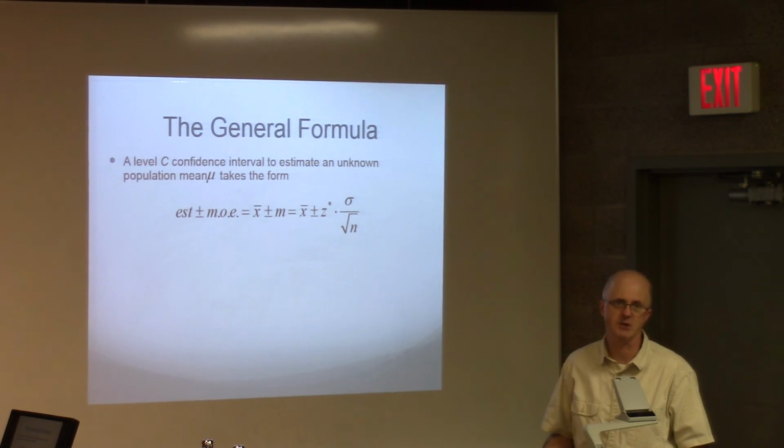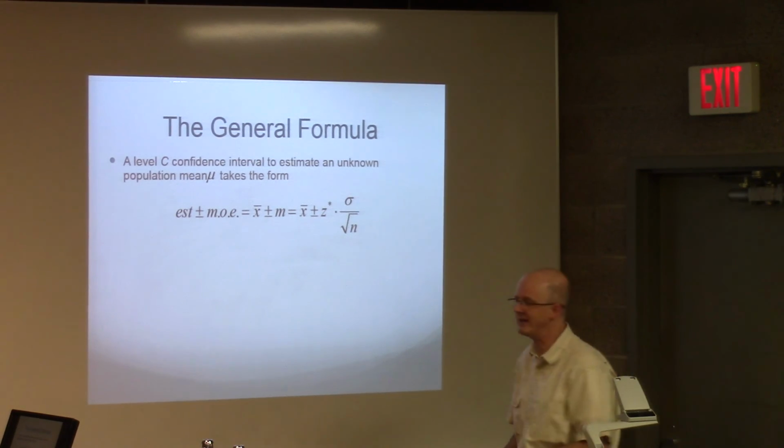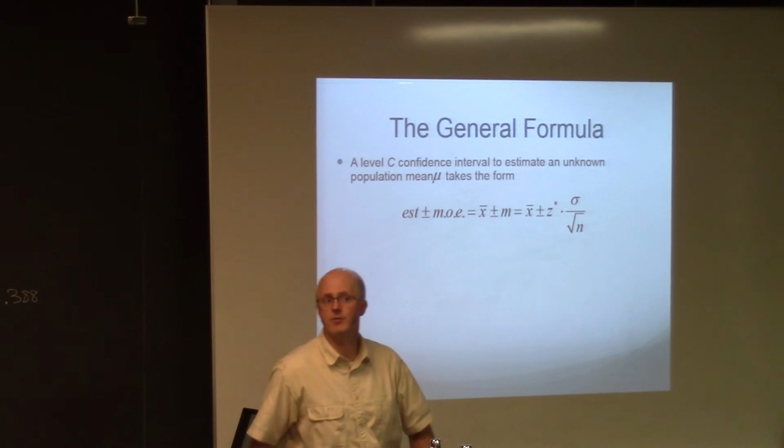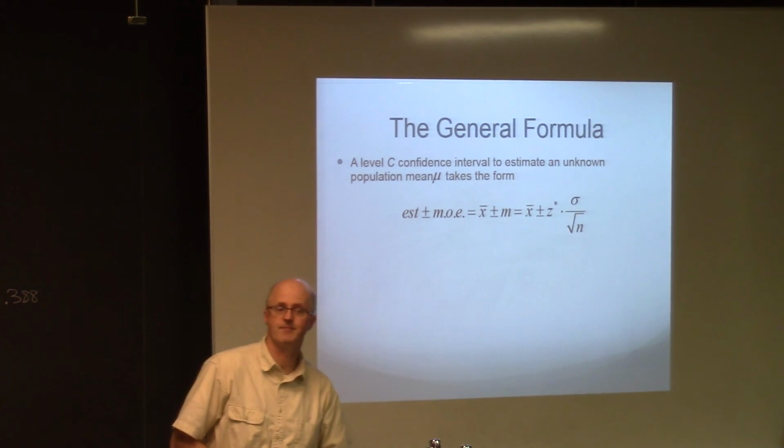It's just an indicator saying this is a special number. Z star is a special number. Again, it's 1.96 for 95% confidence. For other levels of confidence, it's different.